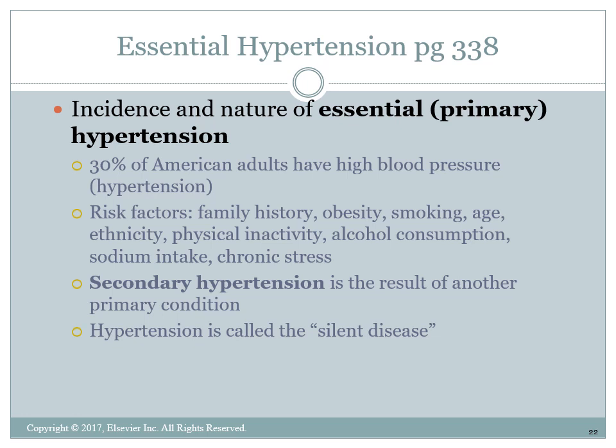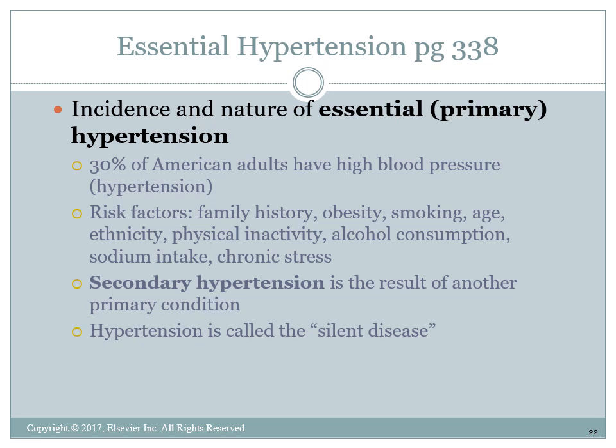Essential hypertension, this is our primary hypertension. So 30% of American adults have high blood pressure or hypertension. Risk factors include family history, obesity, smoking, age, ethnicity, physical inactivity, alcohol consumption, sodium intake, and chronic stress.